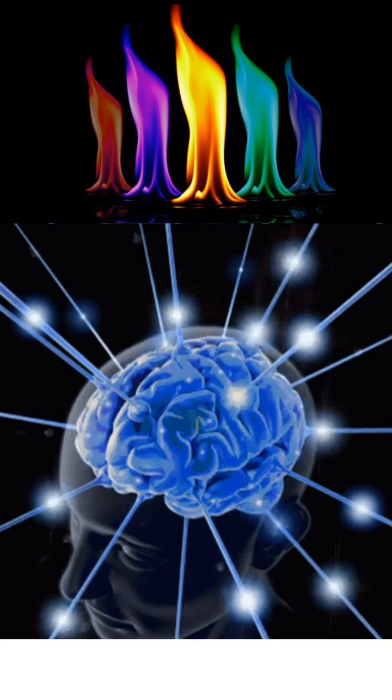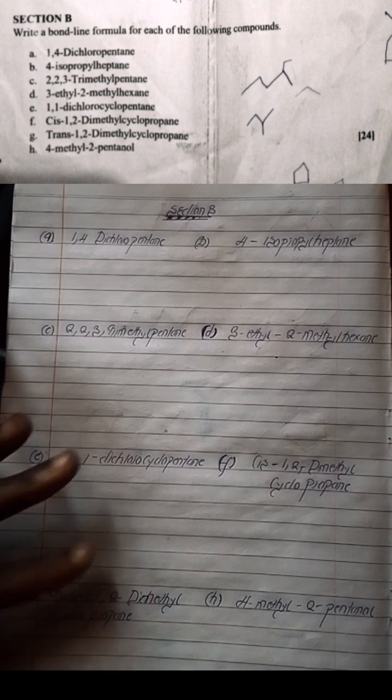Hello, so let's continue with section B. The question reads, write the bond line formula for each of the following compounds. So when we look at the first compound, it is 1,4-dichloropentane.